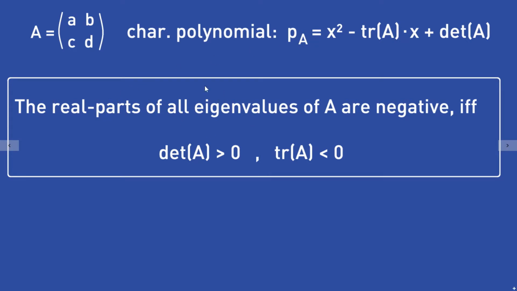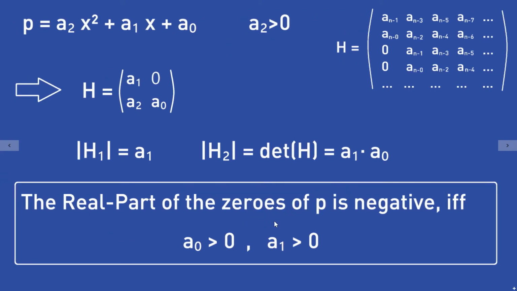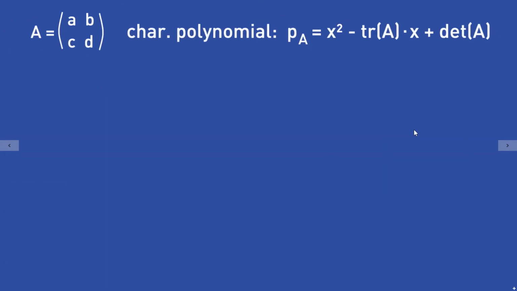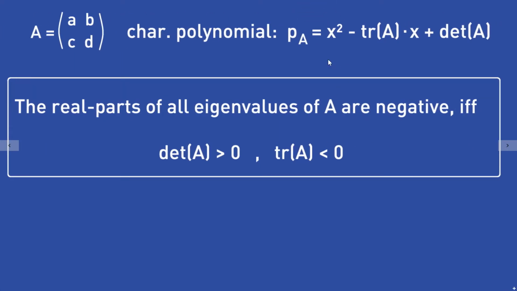The real parts of all the eigenvalues of A are negative if and only if the determinant of A is positive and the trace of A is negative. So this is just this here applied to this characteristic polynomial here. So we get the following result. The real parts of all the eigenvalues are negative if the determinant of A is positive and the trace of A is negative, if we have given a 2 times 2 matrix A.